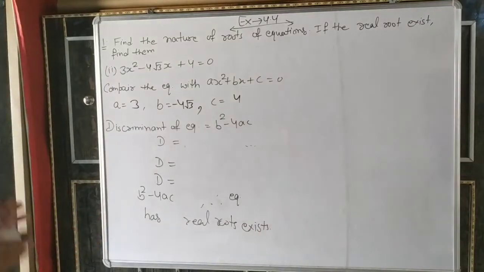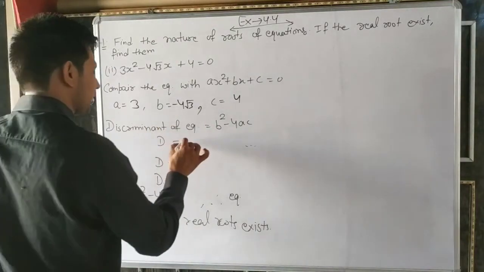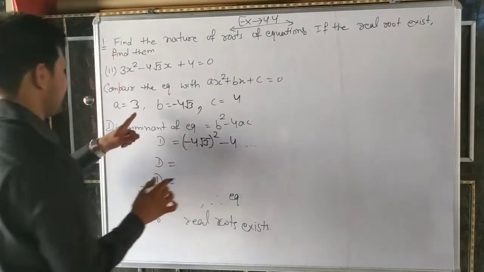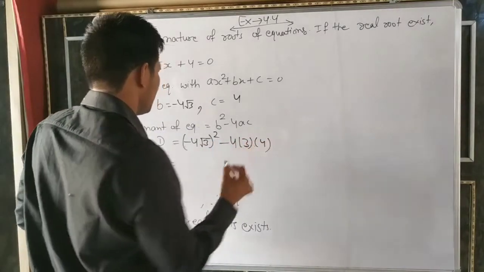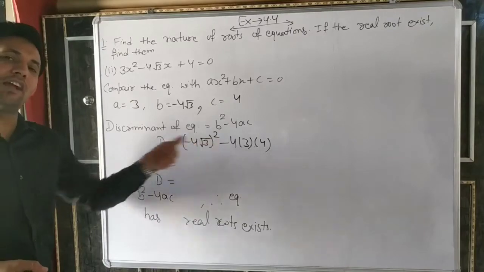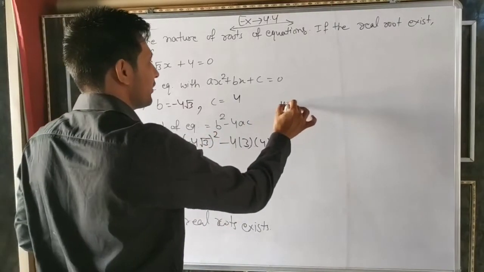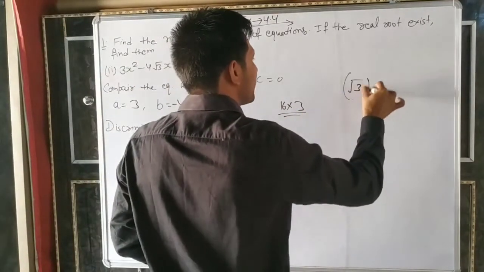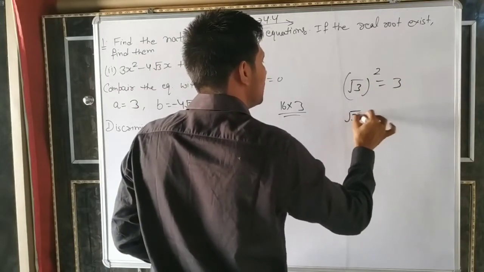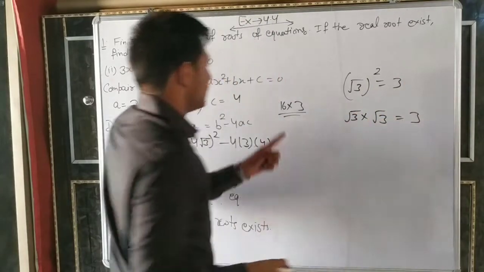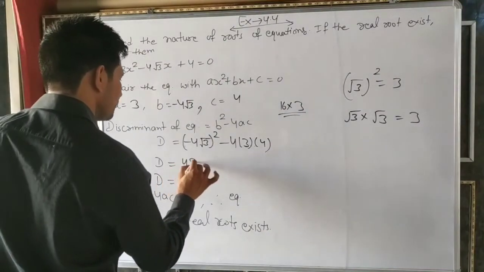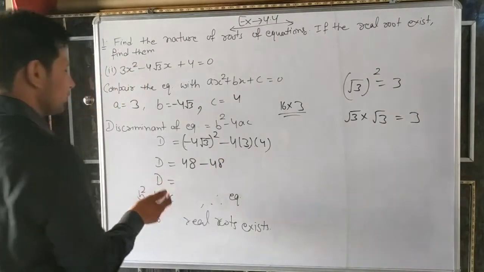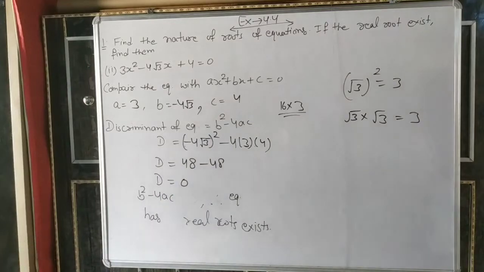So now we will find the discriminant. The discriminant of the equation is b square, so minus 4 into root 3 square, minus 4a, a is 3, into 4. Now the square of a negative number is always positive. 4 square is 16, and root 3 square is always 3, because root 3 into root 3 is 3. So 16 into 3 is 48, minus 4 into 3 is 12, 12 into 4 is 48. So D is how much? D is equal to 0.